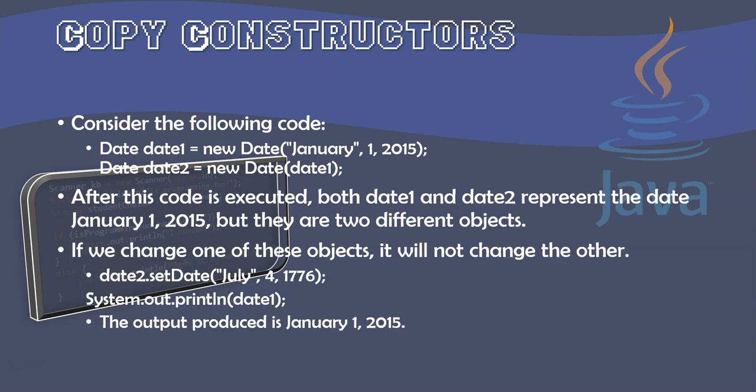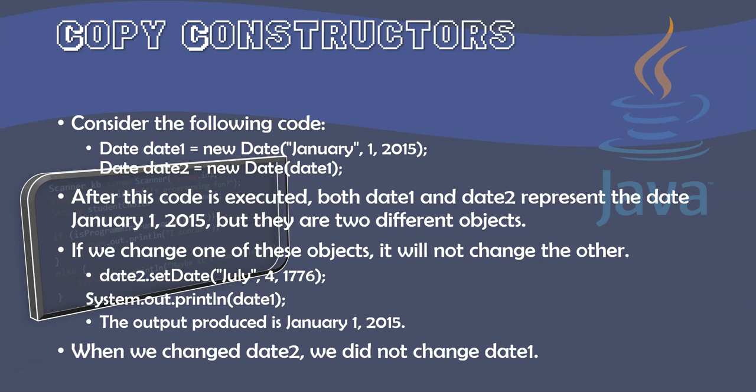If we change one of these objects, it will not change the other. So if I do date2.setDate(July 4th, 1776) and then do a System.out.println of date1, we're going to get the output of January 1st, 2015, because even though we changed date2, it was not at all related to date1. We simply had originally copied that value over. So again, when we change date2, it does not change date1.